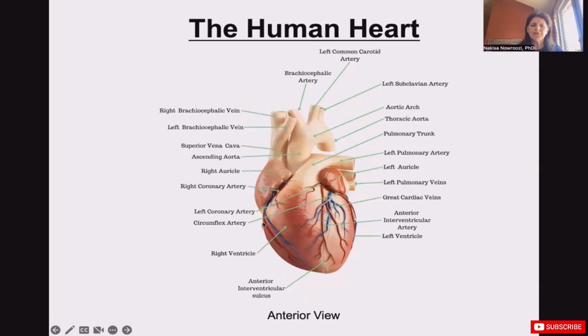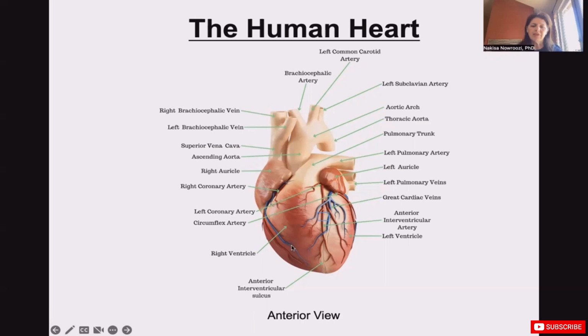When we're looking at it from the frontal view, from the anterior view, we have this groove that is called the anterior interventricular sulcus. This is going in the middle of the heart, and it's between the two ventricles, these two chambers of the heart, in the anterior view. So it's called anterior interventricular sulcus.